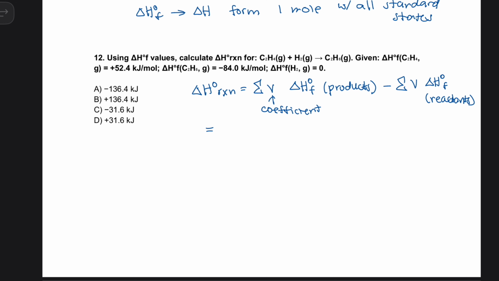So on the product side, C2H6, that is negative 84, minus, for the reactants, we have C2H4, which is 52.4, and then H2 gas is 0. And then we get negative 136.4 kilojoules, which is option A.